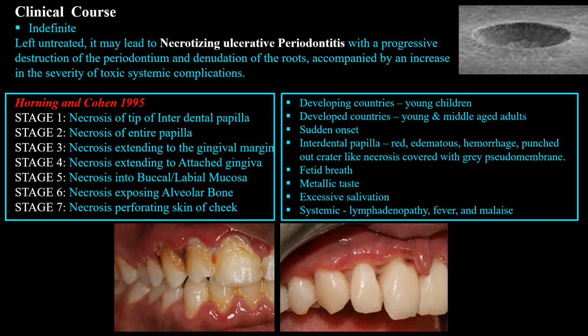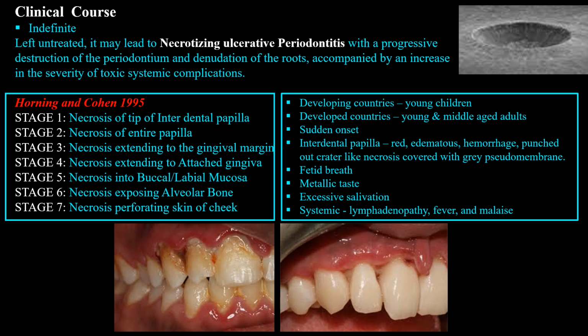Horning and Cohen in 1995 staged the disease. Stage 1 causes necrosis of the tip of the interdental papilla. Stage 2 is the necrosis of the entire papilla. Stage 3, where the necrosis extends to the gingival margin. Stage 4, where it extends up to the attached gingiva. Stage 5, up to the buccal or the labial mucosa.